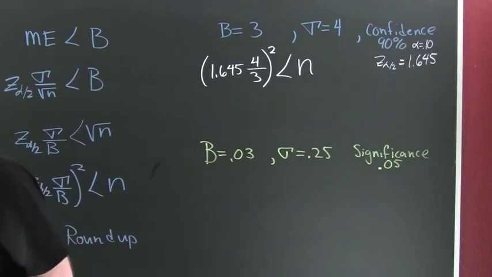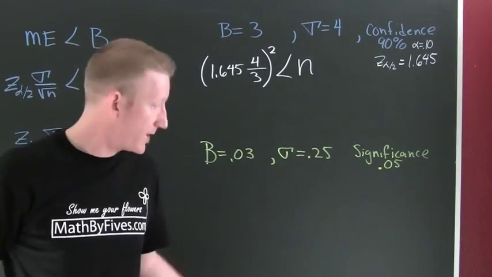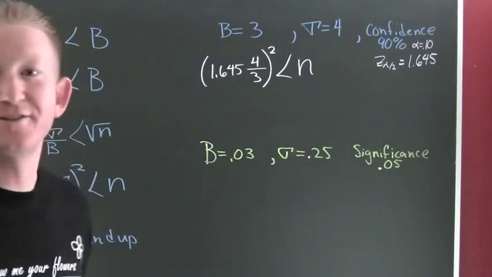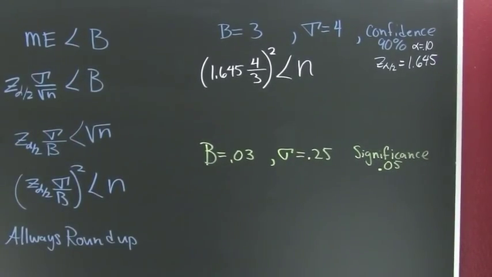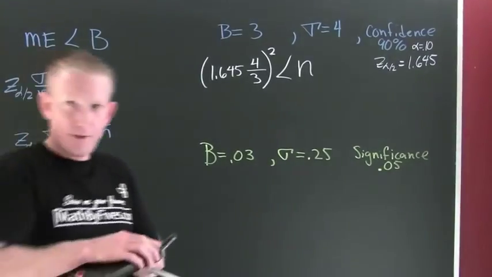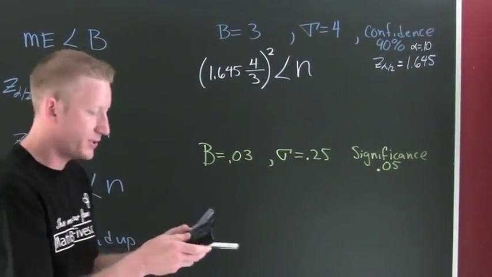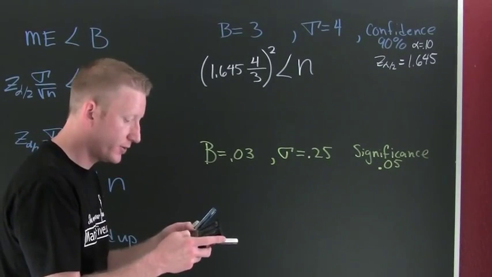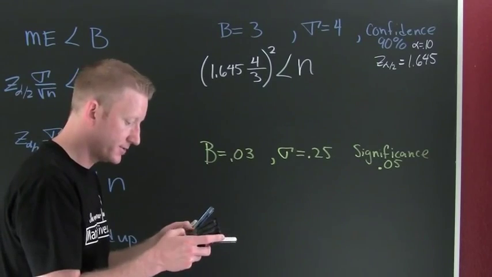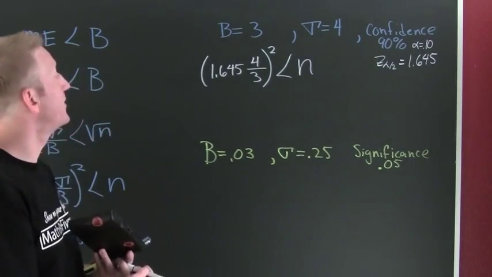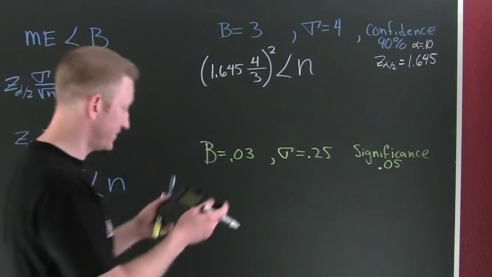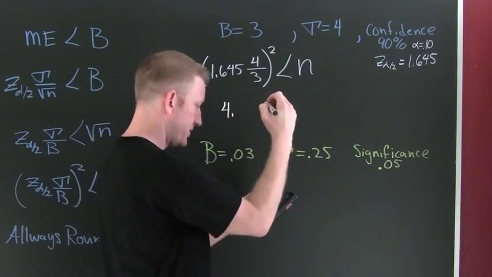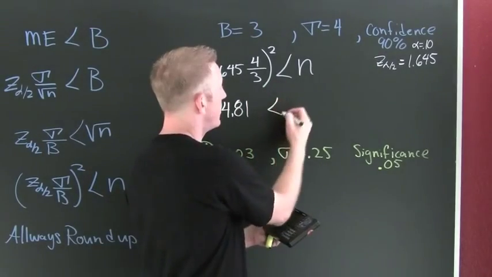I know I got a calculator around here somewhere. My studio's gotten a little messy. Oh, there we go. Bam. 1.645 times 4 divided by 3. Close it. Square it. Wow. We don't really need to sample that many. It appears that 4.81 is smaller than n.